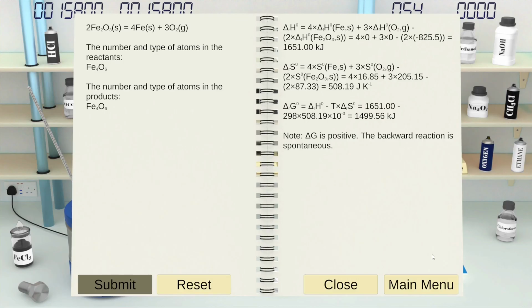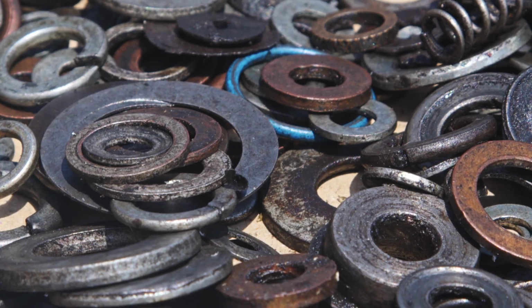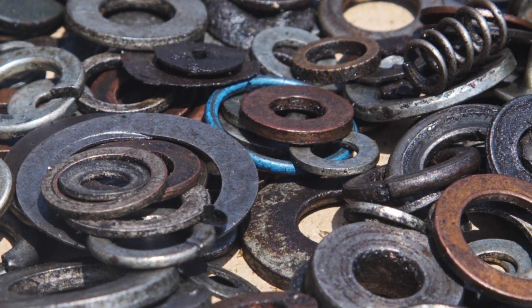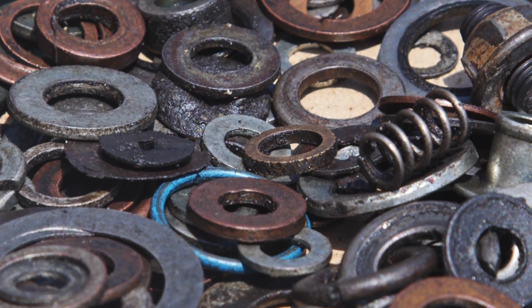Combination of these delta H and delta S values at 298 Kelvin gives Gibbs free energy change, delta G, plus 1500 kilojoules. It means that dissociation of iron(III) oxide into iron metal and oxygen is a non-spontaneous reaction. This also means that the backward reaction is spontaneous. The backward reaction represents oxidation of iron. Oxidation of iron, especially in the presence of moisture, occurs spontaneously and is known as corrosion.